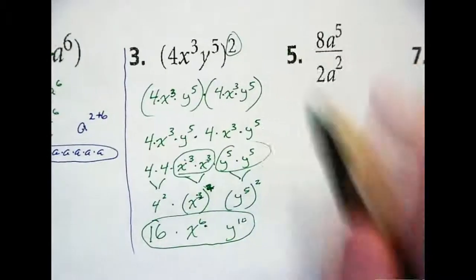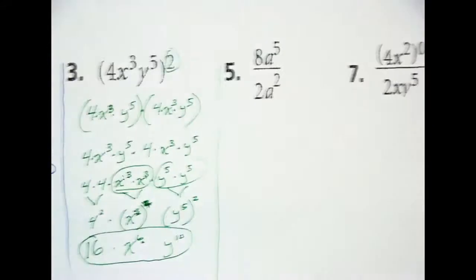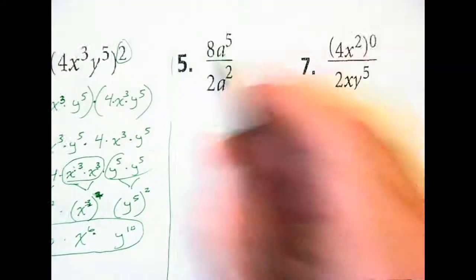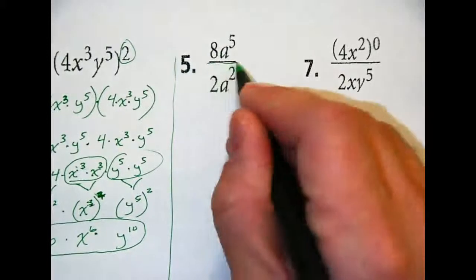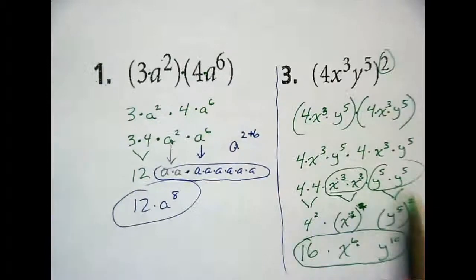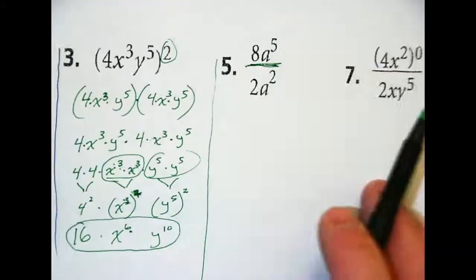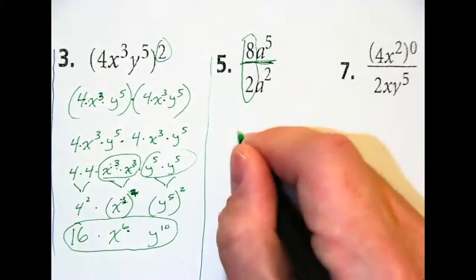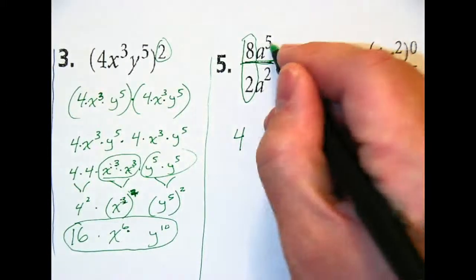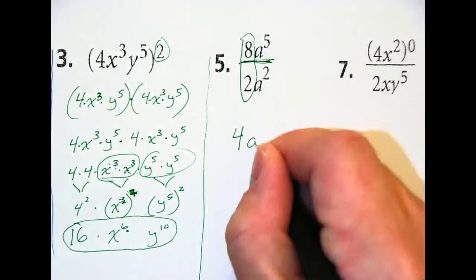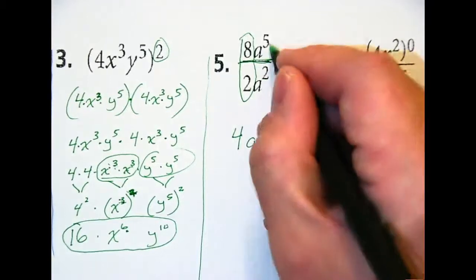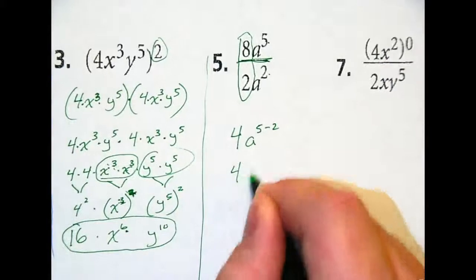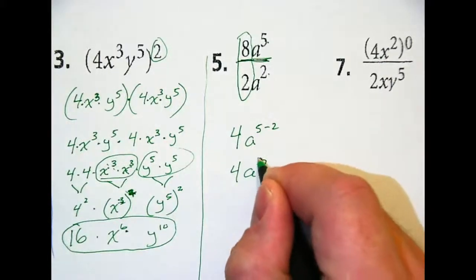All right, moving on. Number 5. 8a to the 5th, 2a squared. When you're multiplying, you're adding. When you're dividing, you're subtracting. So we'll divide the 8 by 2, which is 4. And a to the 5th and a to the 2nd is a to the 5 minus 2. Notice top minus bottom. Okay, which is really 4a to the 3rd.